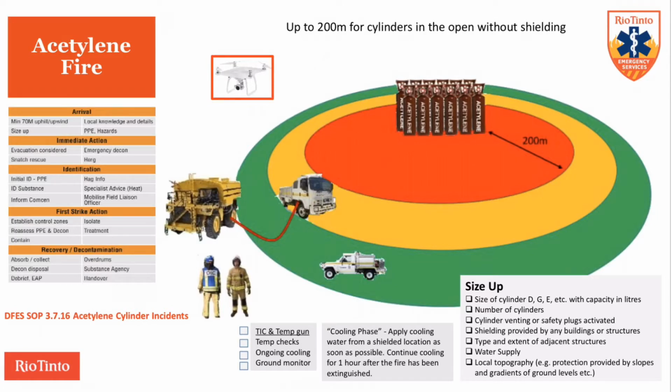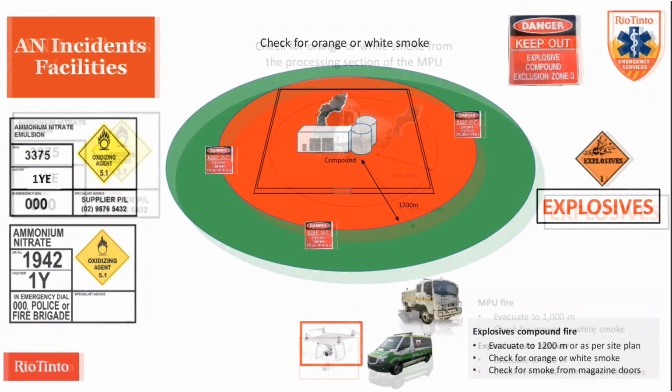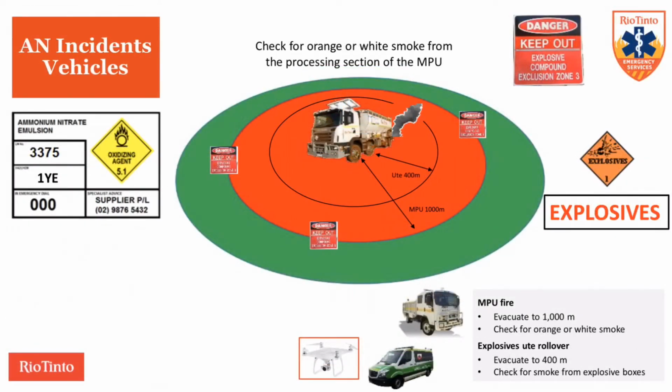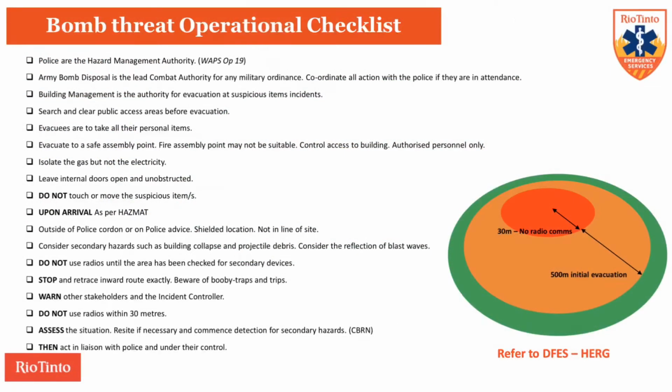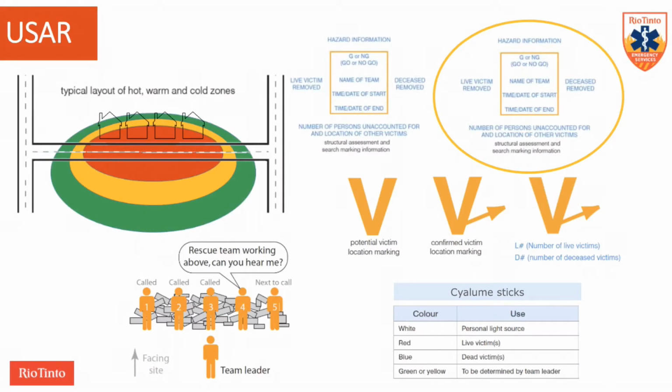Acetylene fires are considered a high-risk response incident. Incidents involving the AN facilities or MPU vehicles are also considered high-risk response incidents. To ensure consistency in our response, the bomb threat operational checklist and user checklist are in line with the DFS SOPs.